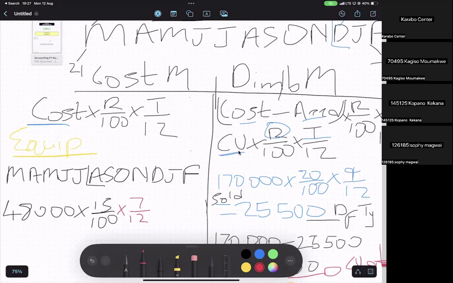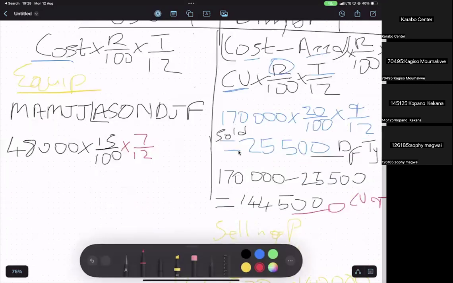So we hit our calculators now. We say 48,000 times 15, which is our rate, over 100, times 7 over 12. And then our depreciation for the equipment is 4,200.